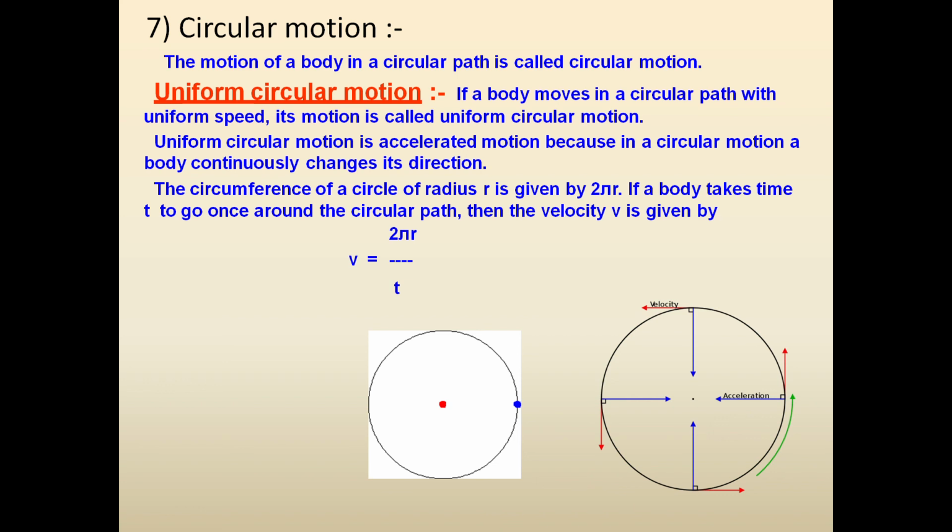And how to calculate the velocity of a body which is doing this uniform circular motion? You know, velocity is equal to distance covered divided by time. So distance covered is equal to the circumference of the circle, and that circumference is equal to 2 pi r. So 2 pi r divided by t. Velocity is equal to 2 pi r divided by t. So this is the formula for a body whose velocity we want to calculate in case of circular motion.